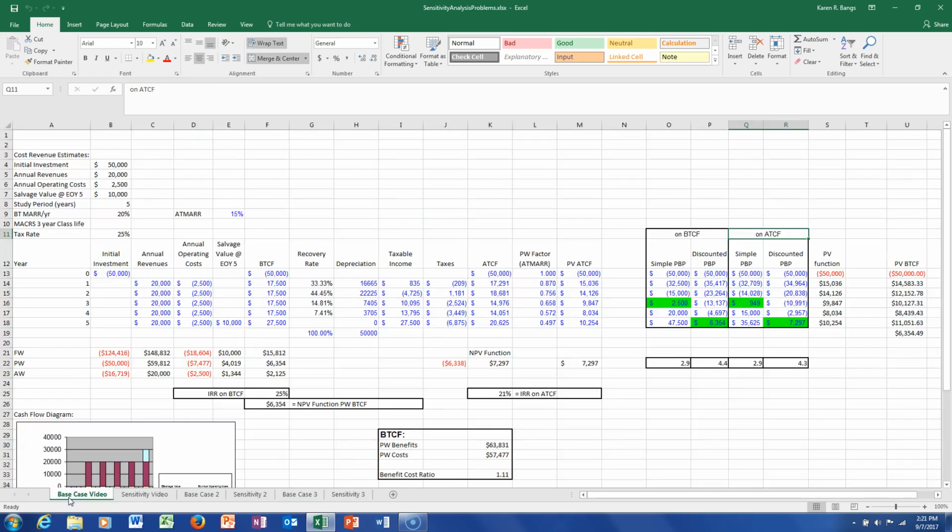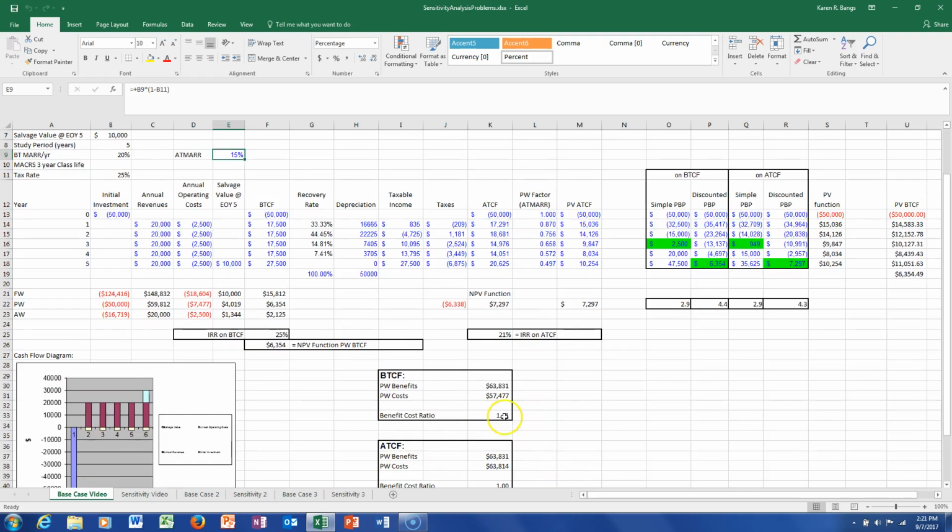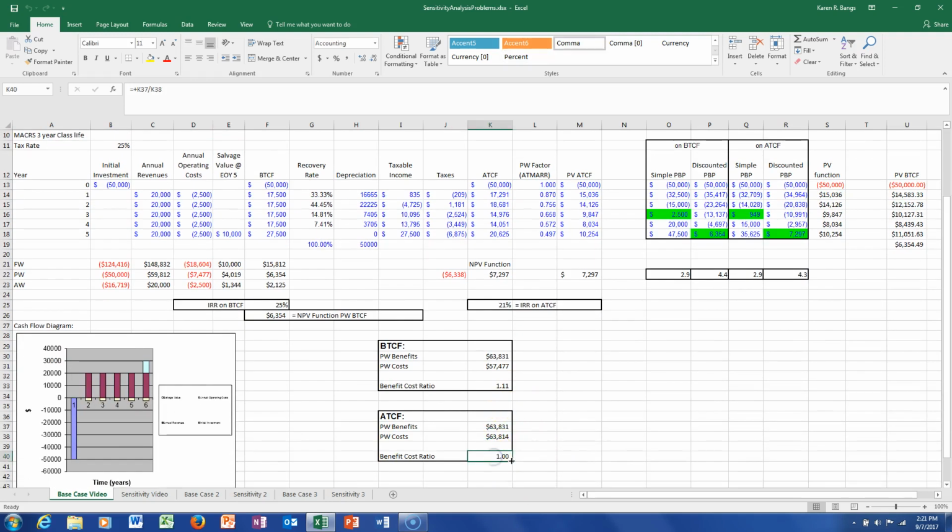So what do we know about the base case here? We know that our decision would be to move forward with the project because we have a positive present worth, as well as an internal rate of return that is higher than our MARR, which is the decision rule for that, as well as we have a benefit cost ratio greater than 1. I'm referring to all the after-tax factors here, but they're the same for before tax in this case as well. So our decision would be to move forward on this project.